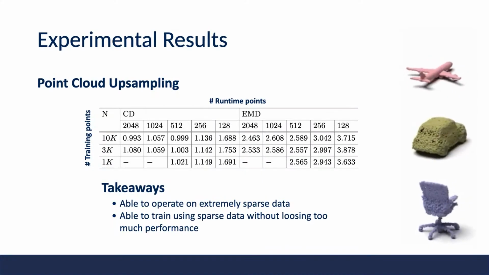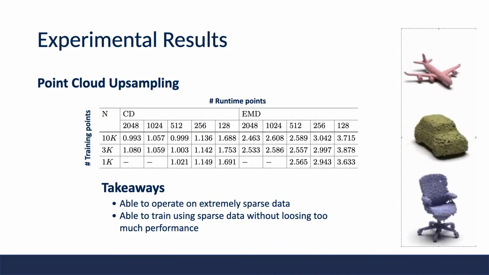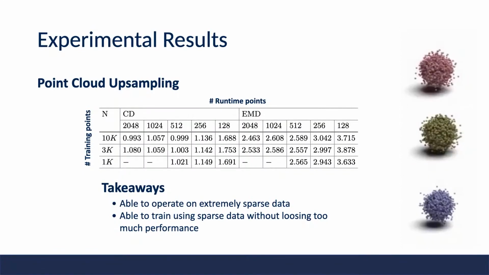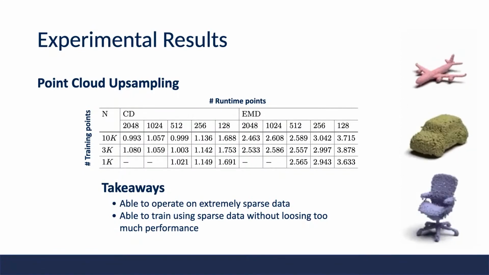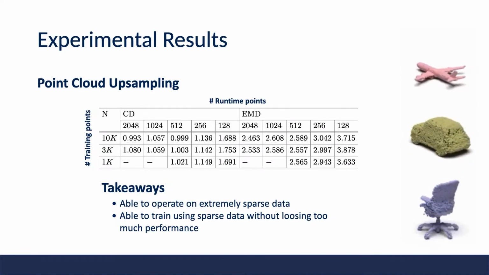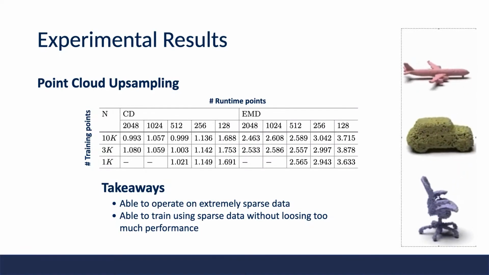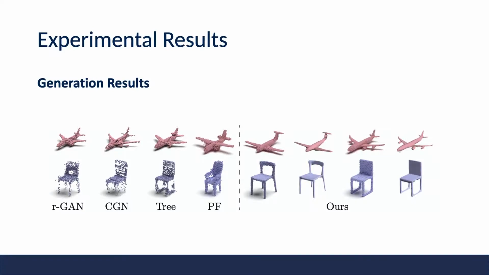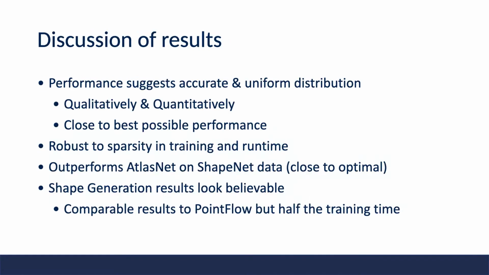Moving on to upscaling. So in this case, what they're doing is they're training and sampling, both at training and runtime, with varying amounts of sparsity. And you can see that the performance doesn't actually change all that much, indicating that we're able to deal with sparsity quite well. And again, this is some of our generation results. You can see we're also performing quite well, similarly to previous methods. So as a key takeaway, it seems that we're able to accurately and uniformly model distribution. We're quite robust to sparsity, and we're able to achieve state-of-the-art results.